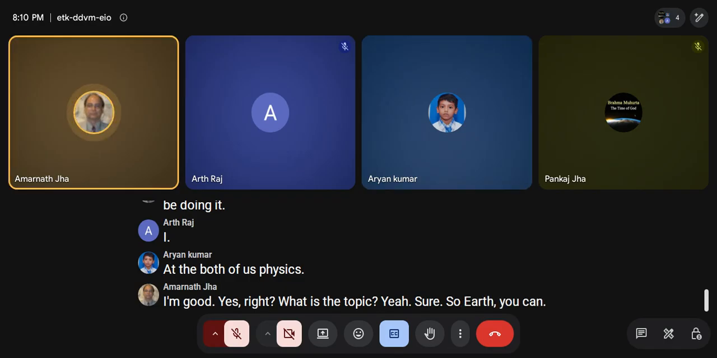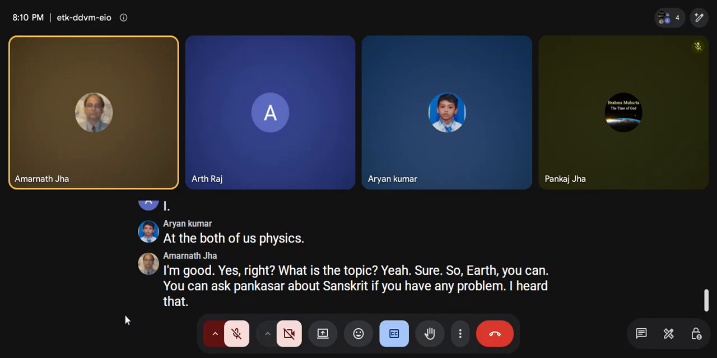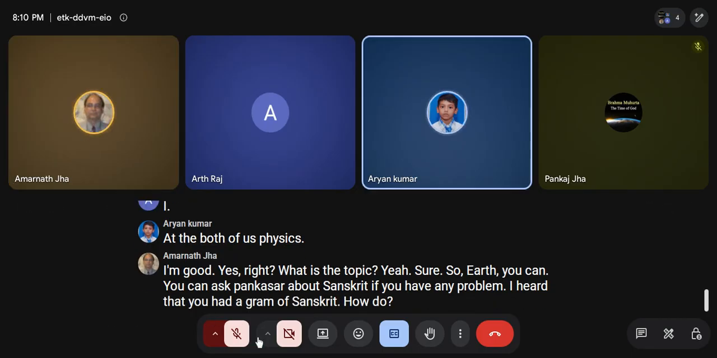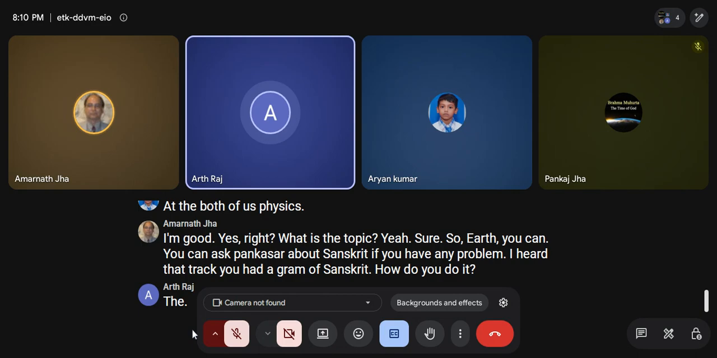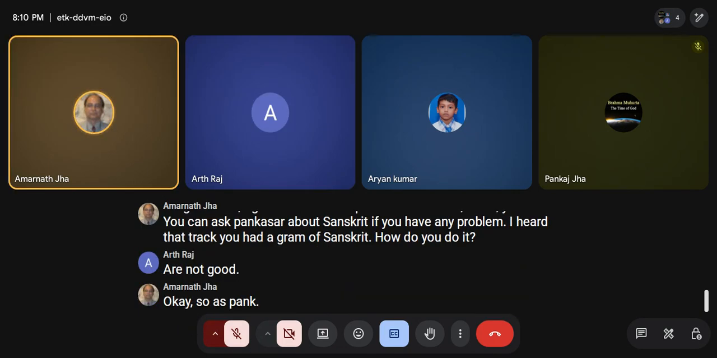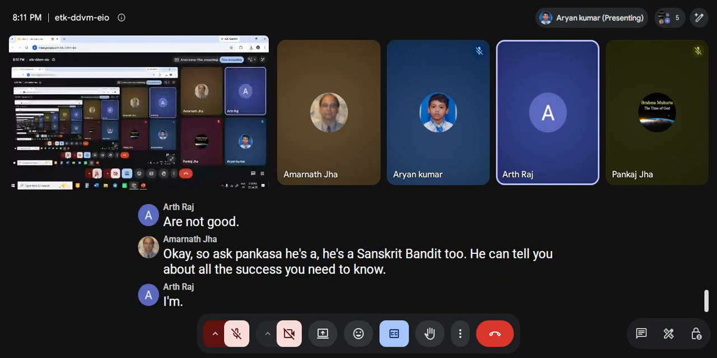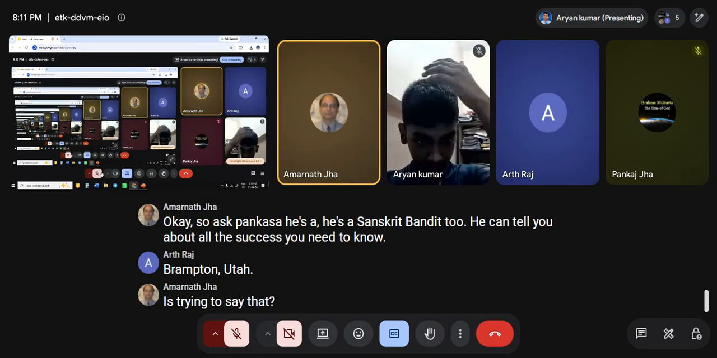So, Earth, you can ask Pankaj sir about Sanskrit if you have any problem. I heard that you had an exam of Sanskrit. How did you do it? The exam of Sanskrit was not good. Okay, so ask Pankaj sir. He's a Sanskrit Pandit too. He can tell you about all the Sanskrit you need to know. Okay, sir. Good afternoon, sir. He's trying to say, wait.